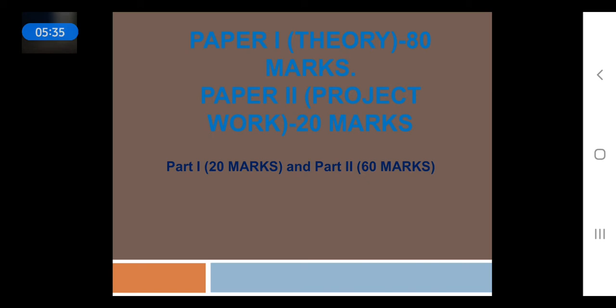And next one will be your part 2. In part 2 it will be of 60 marks, and this 60 marks will be divided into 2 sections, students: section A and section B. Candidates will be required to answer 3 questions out of 5 from section A, and in section B, you have to do 2 questions out of 3.